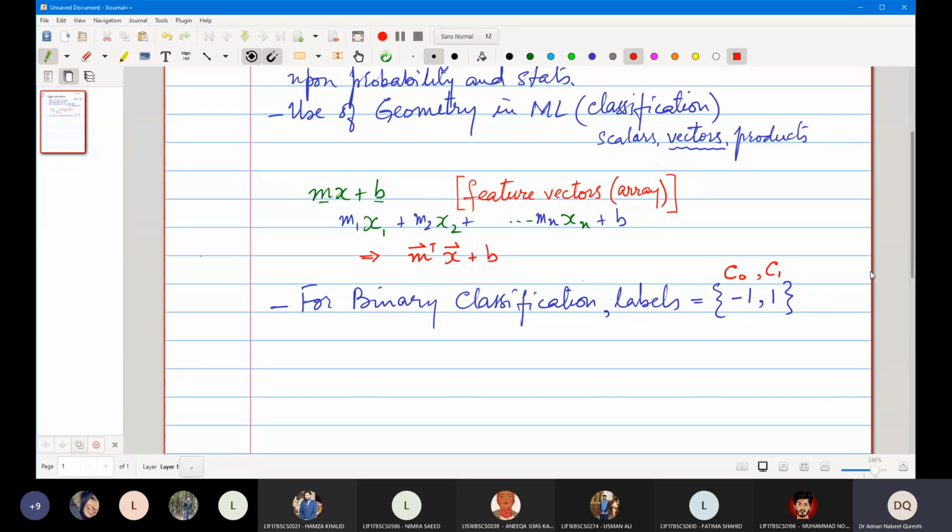Why is it necessary? Because we shall see that the negative samples will have to be arranged in a manner so that their answers are always in minus, and the positive samples will have to be multiplied with positive 1 so that they remain on the positive side.